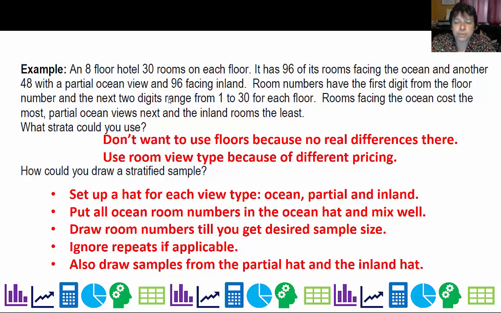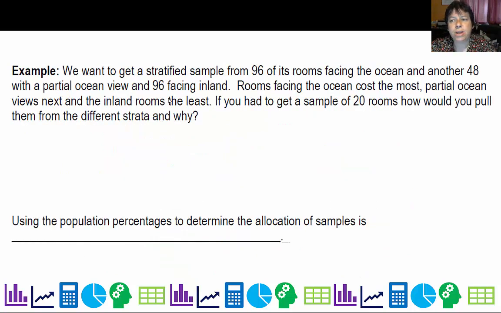Now, if I was drawing samples from these, one thing to keep in mind would be, let's say I wanted 20, all right? If I wanted 20 rooms for my sample, how would I draw it from the different strata? Well, you could say, let me roughly divide by a third. I would get, say, 7 with the ocean view, 7 with the inland view, and 6 with the partial view. Well, that might be okay, but I don't have an equal number of rooms of each type. There are actually different proportions.